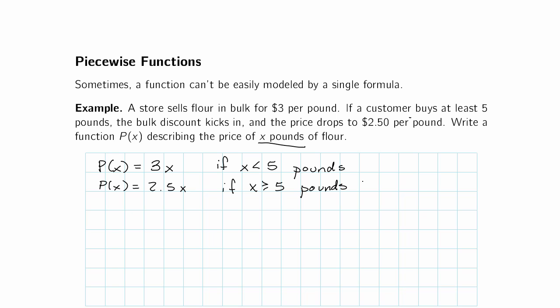Now, this sort of bulk discount always annoys me because I feel very strongly that 4.5 pounds of something should always cost less than 5 pounds. But let's not get distracted by that issue.